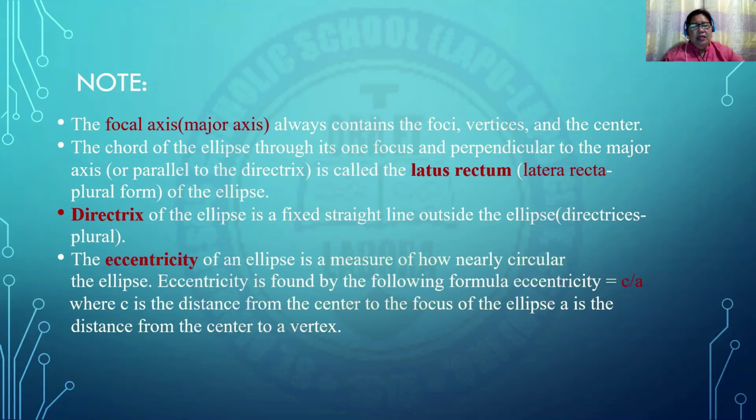The eccentricity of an ellipse is the measure of how nearly circular the ellipse is. Eccentricity is found by following the formula eccentricity is equal to c over a, where c is the distance from the center to the focus of the ellipse. a is the distance from the center to a vertex.